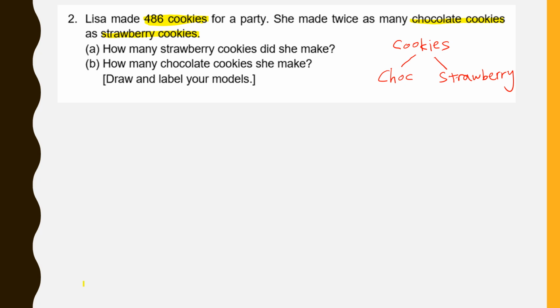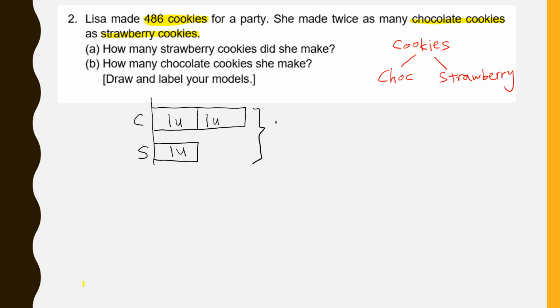Okay, so I'm going to start by drawing. Again you've got to draw the line. I can't use a ruler because this is a screen, so it's a bit hard. And you have to know that there are two times or twice as many chocolate cookies. So I'll just draw two equal bars here and one bar here. So this is chocolate and this is strawberry. So this is 1 unit, 1 unit, 1 unit. And this is the given total, which is 486.